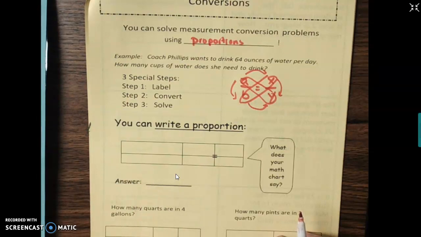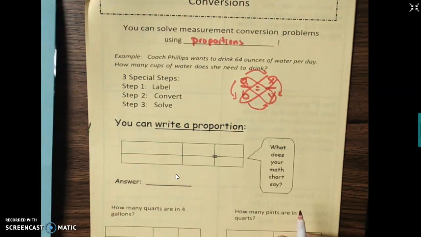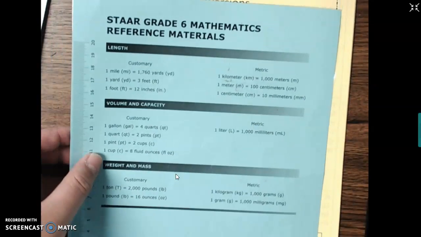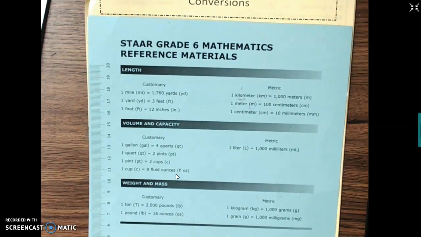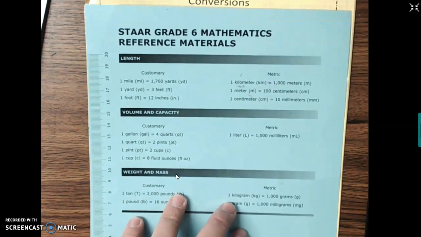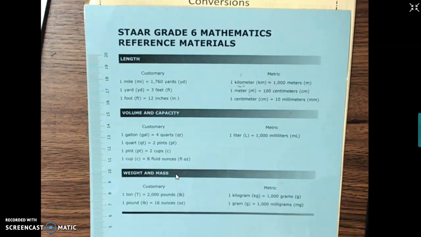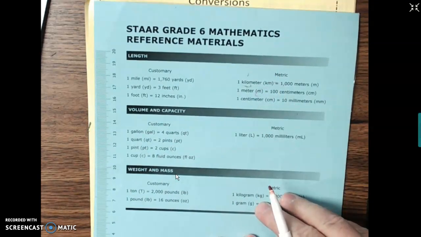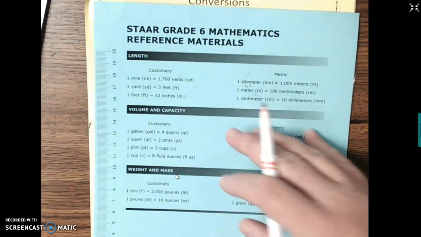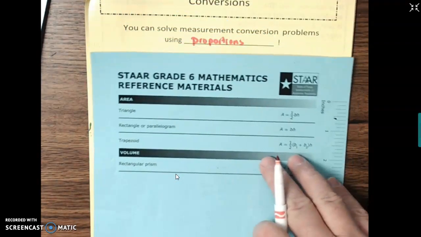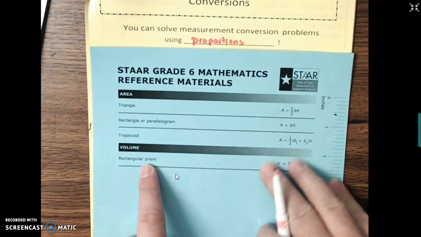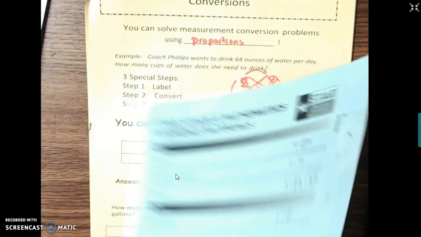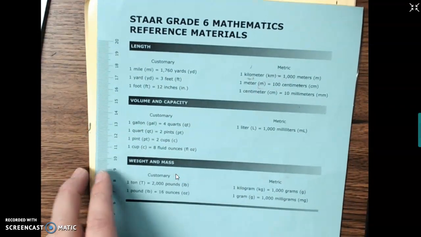We are going to first, this says, what does your math chart say? Here's your math chart that they're talking about. This is the STAR chart, and it's important for you to familiarize yourself with this. This will be part of the STAR test. It will be available for you to look at. One side of it has metric equivalents. The other side has formulas for area and volume, which we'll get into in the next unit or the following unit. We're going to use this side for Unit 8, though.